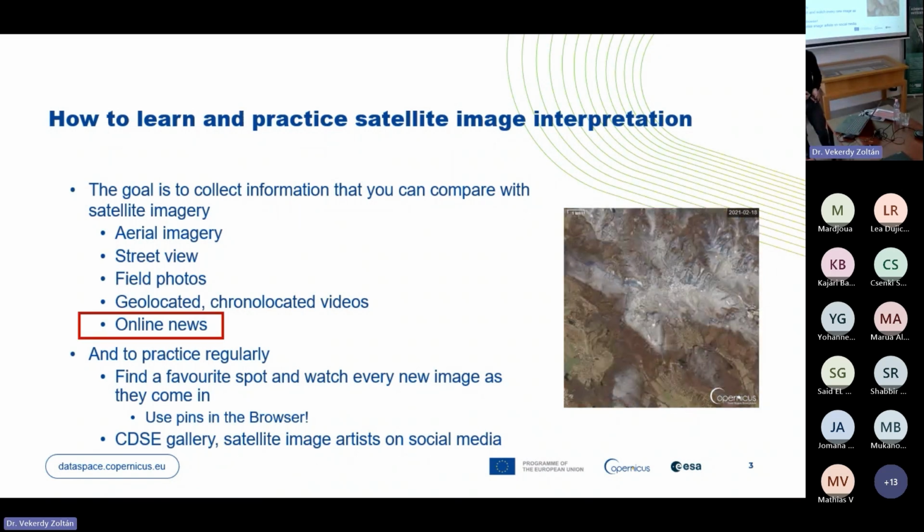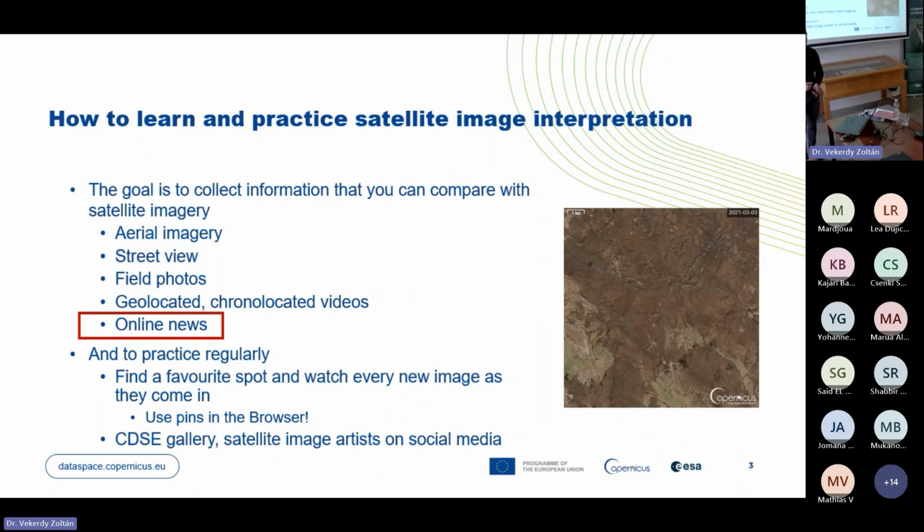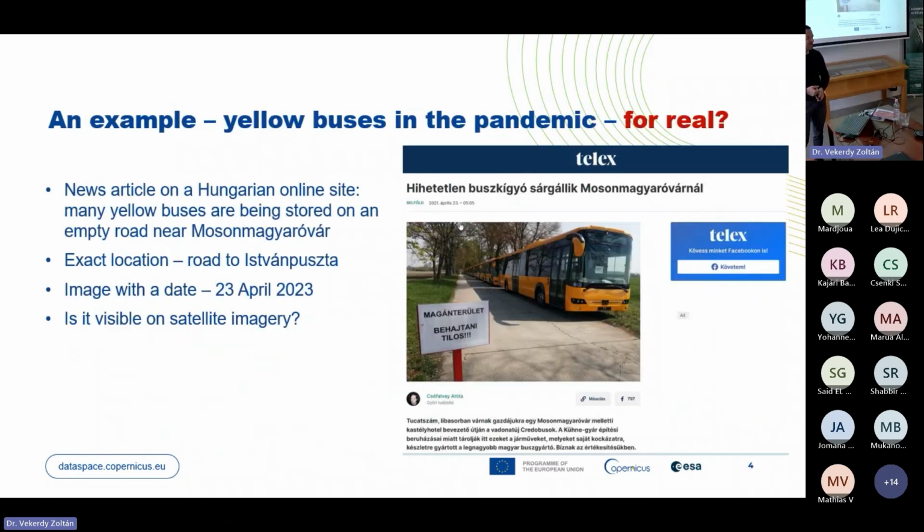Yeah, online news. Let me give you a story. It's COVID. I'm sitting at home, locked up, and there's this news that somebody has stored 100 or so yellow buses on a side road somewhere in Western Hungary. And so, is it for real at all? Or is it fake news? Is it just an advertisement for the bus company? Is it possible to take a look and see these buses on satellite imagery?